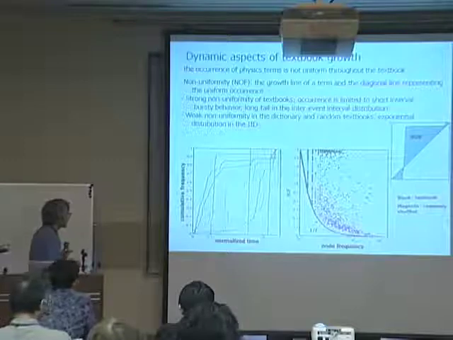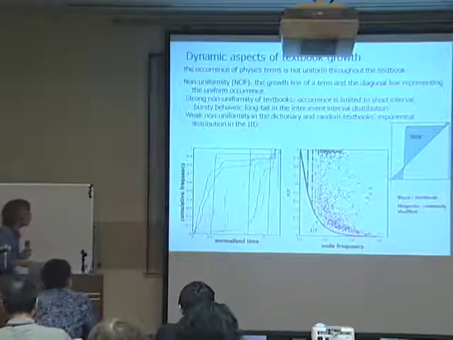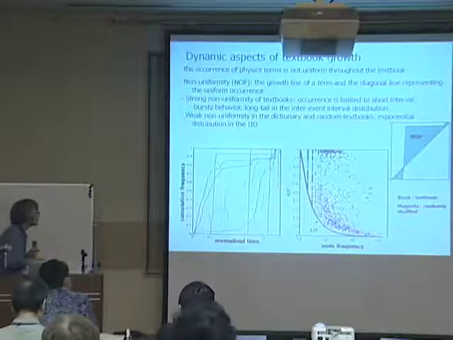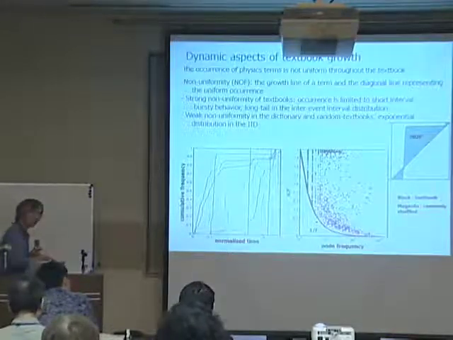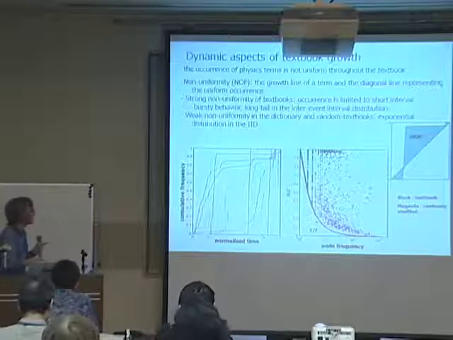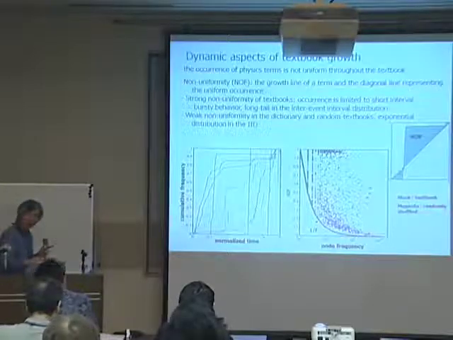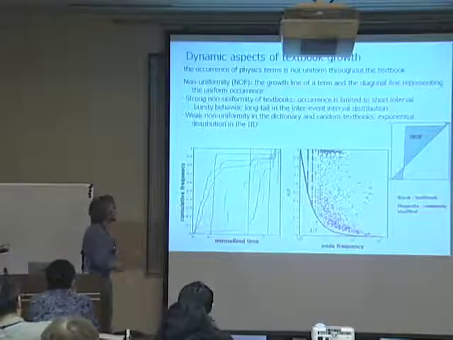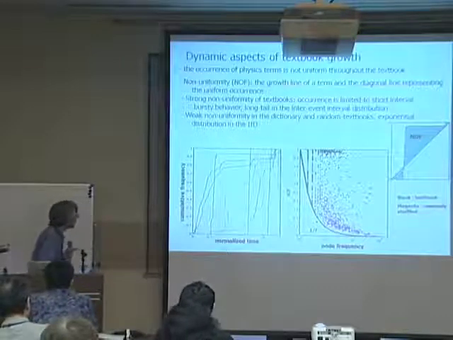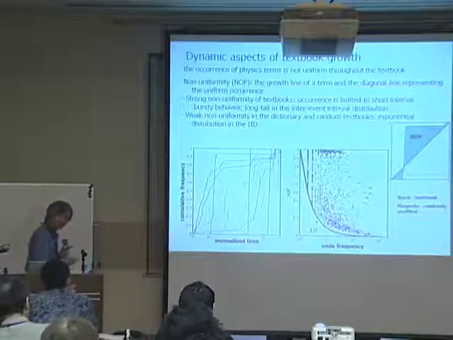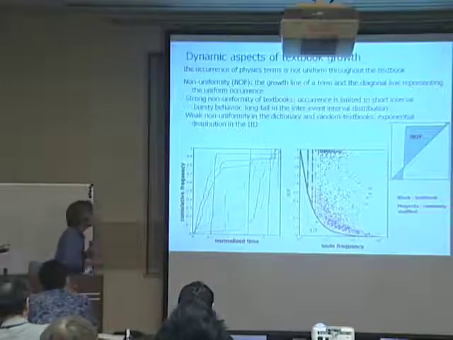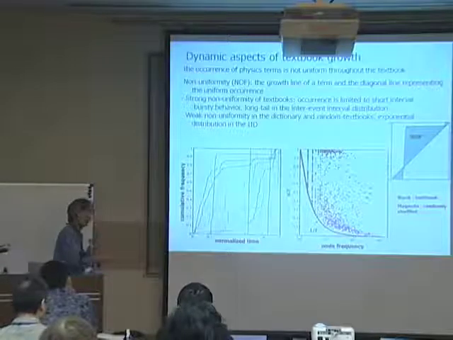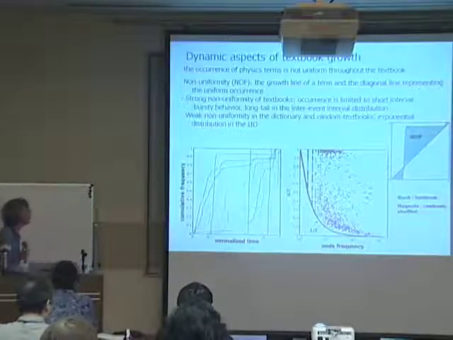But in this case, the green one, throughout the whole textbook, the frequency increases gradually. This is a homogeneous one, and this is a non-homogeneous one. We can quantify this kind of non-uniformity by the difference between the diagonal, which represents the uniform curve, and the frequency curve. This is defined as non-uniformity.